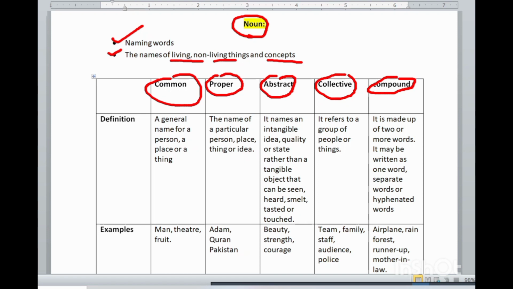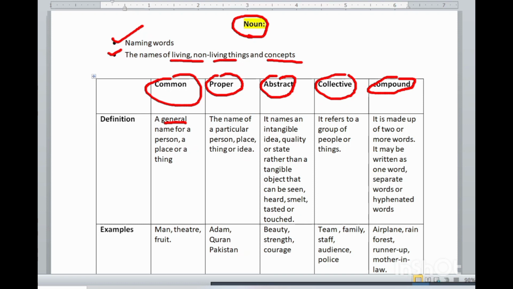A general name for a person, a place or a thing is called a common noun. The word general, we have to keep in mind, it is a general name. It is not a specific name, not a proper name, not a collective name, not an abstract name, not a compound name. That is just a general name of anything, called a common noun.